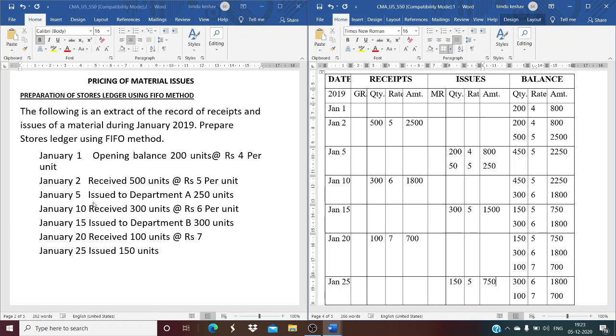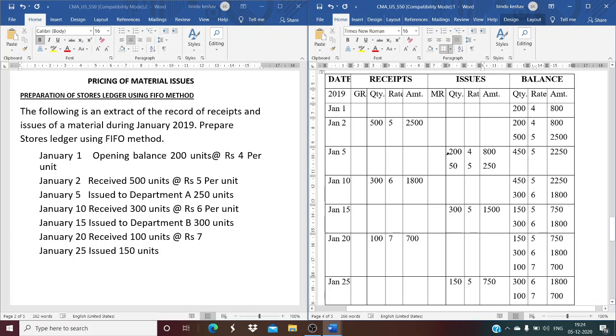January 5th, the next transaction. We are issuing to Department A 250 units. So 250 units have to be issued. We have the first lot, 200, and in the next lot 500. So we have to take 200 from the first lot, that is first in, first out method. Whichever materials have come to the stores first will be issued first. So 200 units and 50 units from the next lot will be taken.